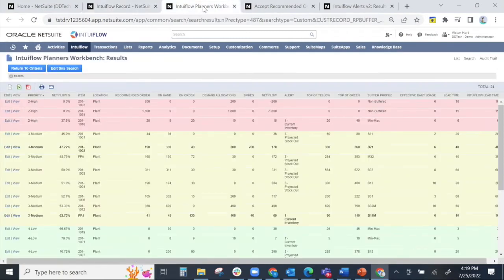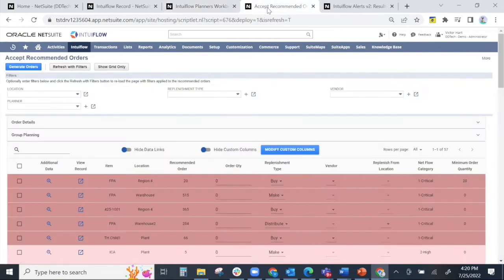The Intuiflow Planner's workbench gives users clear visibility into what needs their attention on a daily basis compared to what doesn't. It's ordered by priority, and the color coordination instantly shows me the highest priority replenishment items versus the lowest priority. Therefore, I don't have competing signals. And it's very easy to execute on these recommendations en masse via the accept recommended orders window.